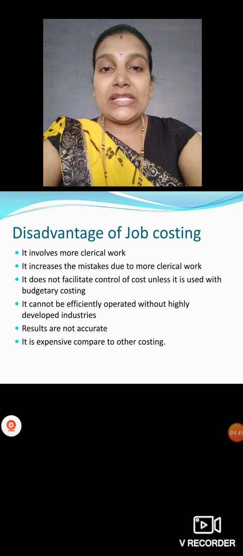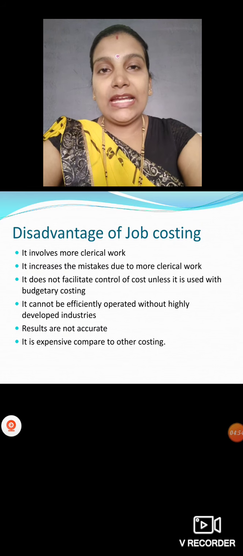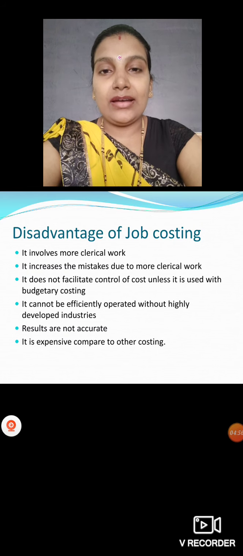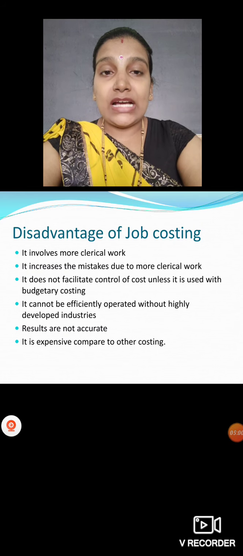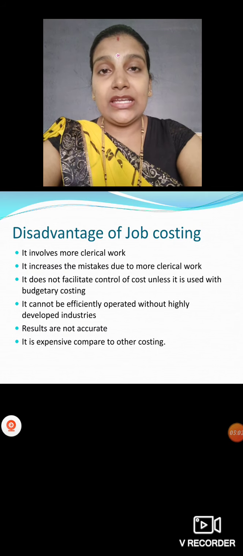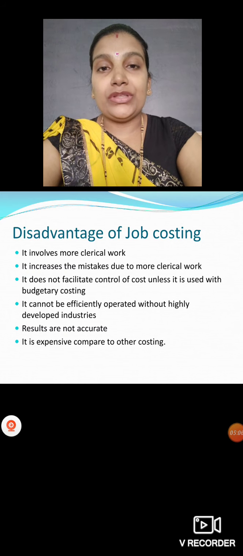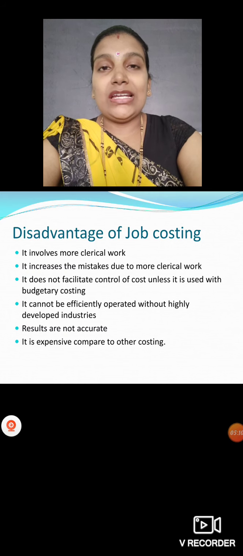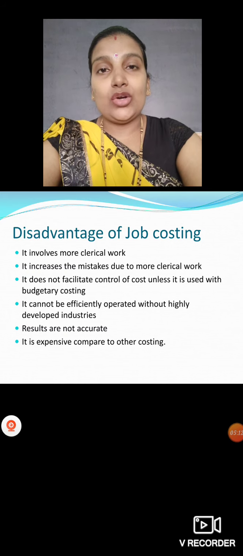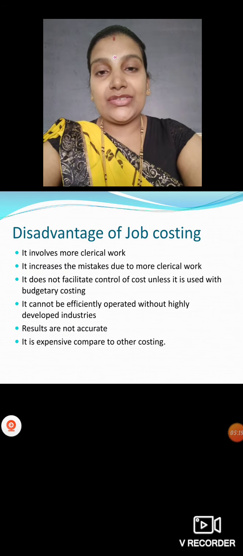It increases the mistakes due to more clerical work. As we have more clerical work, it may lead to mistakes in the records. It does not facilitate control on cost unless it is used with budgetary costing, because you have compulsorily had to go with a budget if you are applying job costing, because it will not help at all to control any cost. Then it cannot be efficiently operated without highly developed industries.